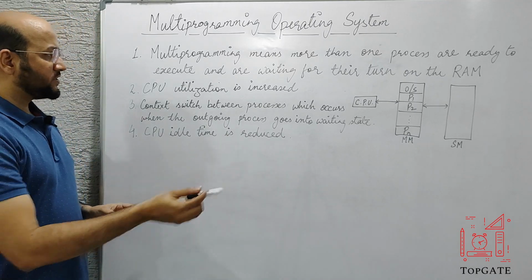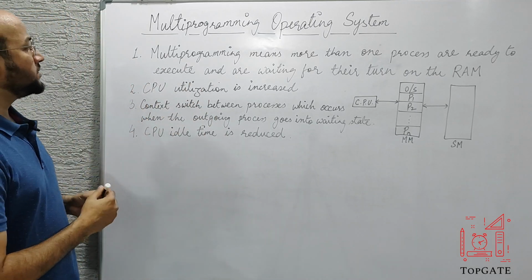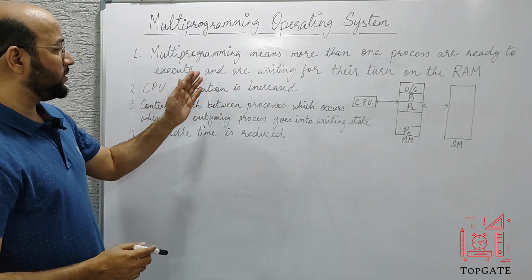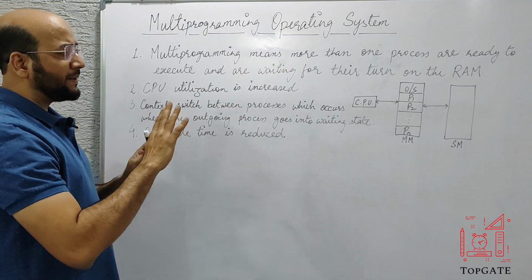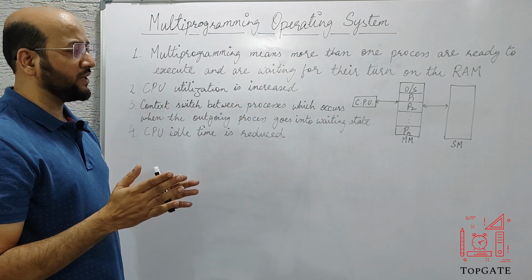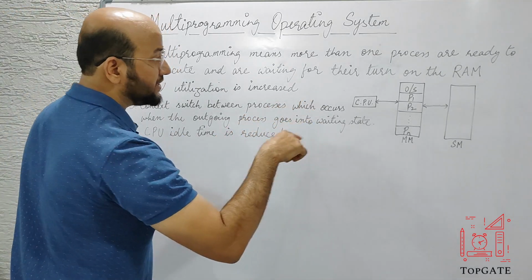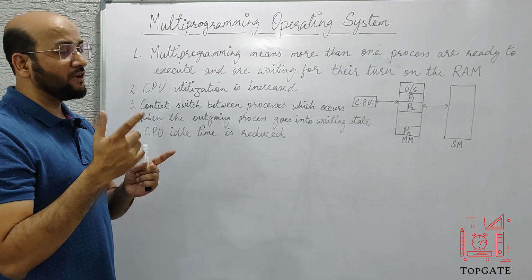Clear? So let's discuss this with the help of these points. The first point says that multiprogramming means more than one process is ready to execute and waiting for its turn on the RAM. That is, there are multiple processes which are ready to execute and waiting for their turn onto the RAM, and all this is done at the process level. It is not done at the OS level or the CPU level.